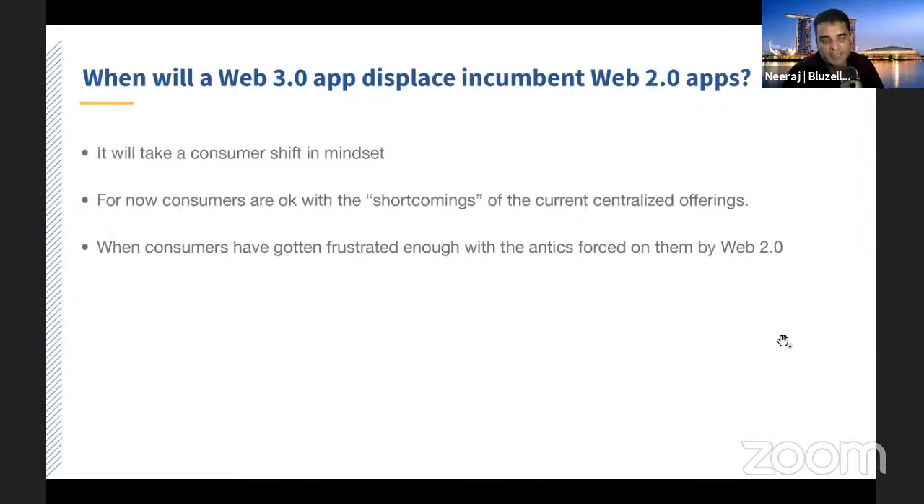I think it's going to take several things. There's going to be a consumer shift required in mindset. Consumers fundamentally don't care about a lot of the stuff that I've mentioned yet. They're really more interested in tweeting about whatever it is or commenting on things. They don't understand or appreciate some of the things we're talking about. I think developers do, but consumers are going to take longer. They're the last people to adopt Web 3.0 benefits.